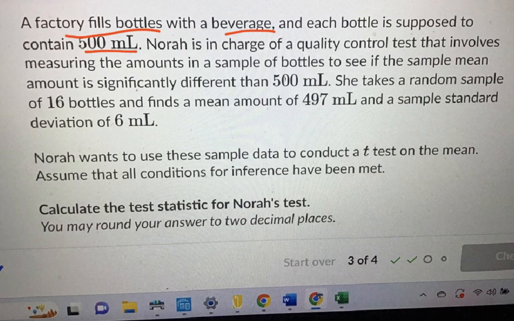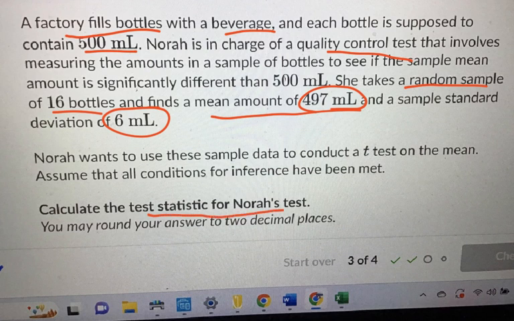So anyways, Nora is in charge of quality control. In other words, Nora is going to randomly select some bottles and make sure they're all within a certain 500 milliliter parameter. She takes a random sample of 16 bottles and finds a mean of 497 milliliters with a standard deviation of 6 milliliters.